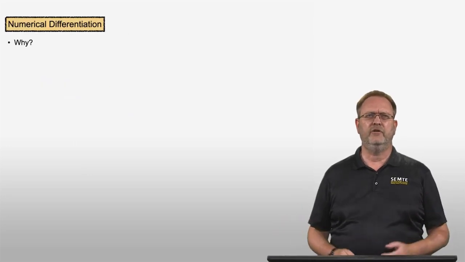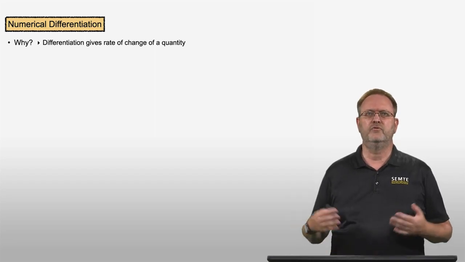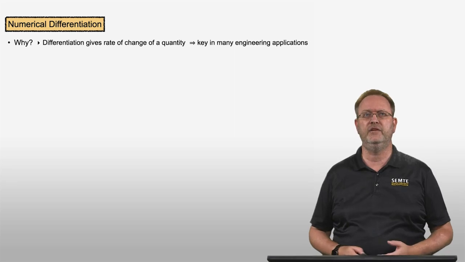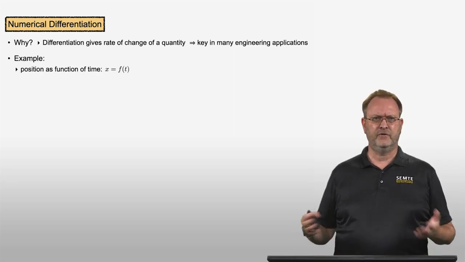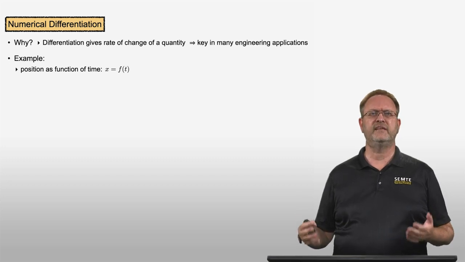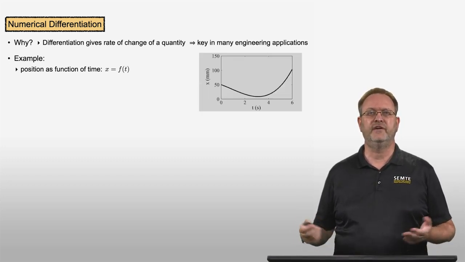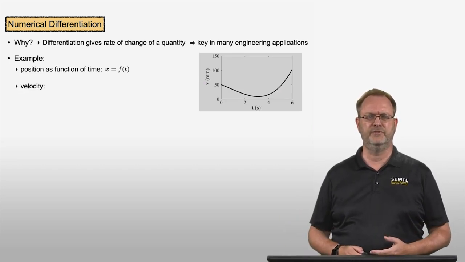So why do we care about numerical differentiation? Because differentiation gives us the rate of change of a quantity, and that is key in many engineering applications. So here is an example. Take, for example, the position as a function of time. So x, the position, is a function f of time. So here's an example in this graph of this position.